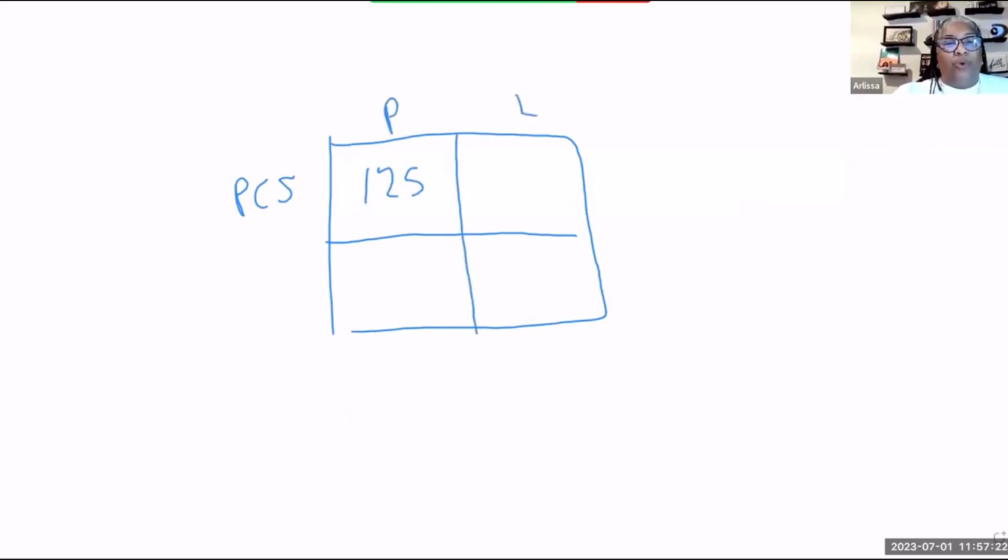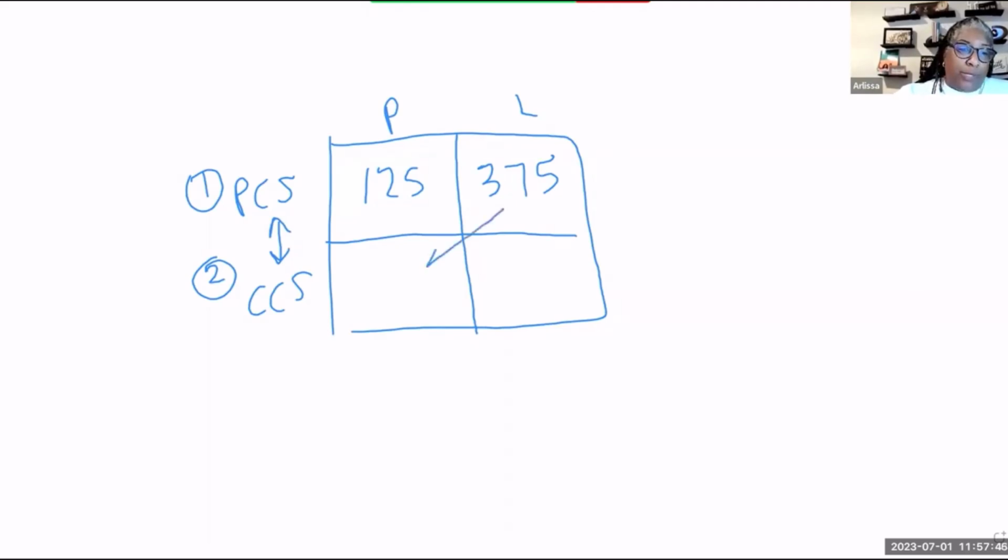So with 125, the loss would be 375. This was your first entry, and then your second entry would be your CCS. And these two, PCS and CCS, can switch. This is interchangeable. You don't always have to do the PCS first. You can do either one first, but the box still works. So then from here, this premium has to be, let's say you're adding $50, then this needs to be $425, which would mean this would be 75.